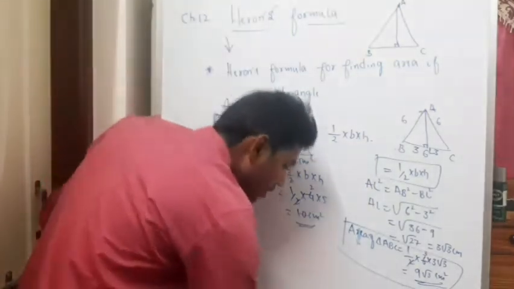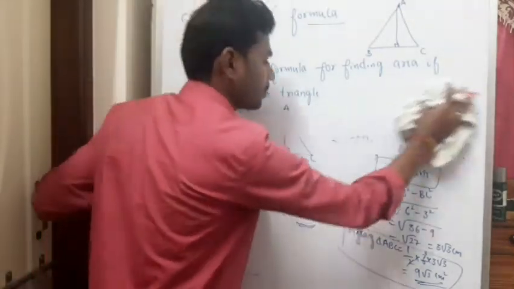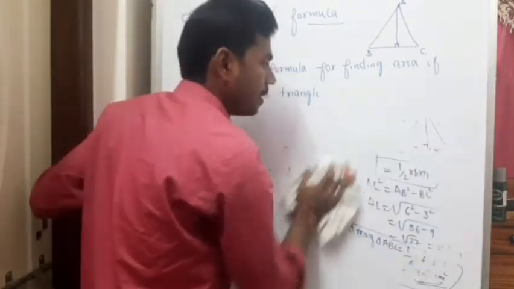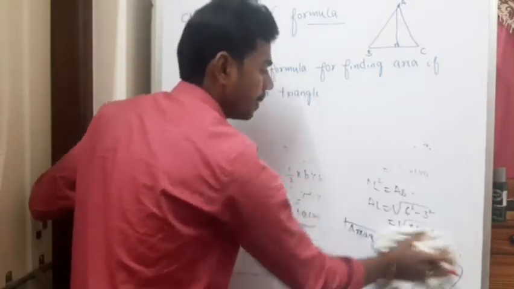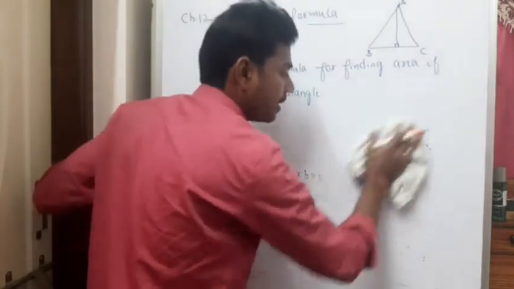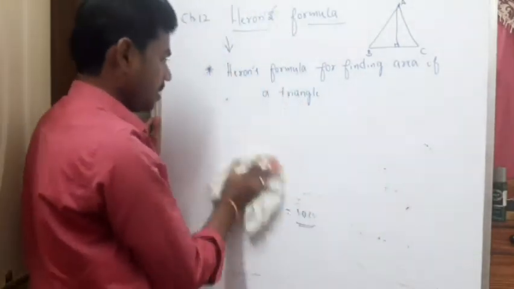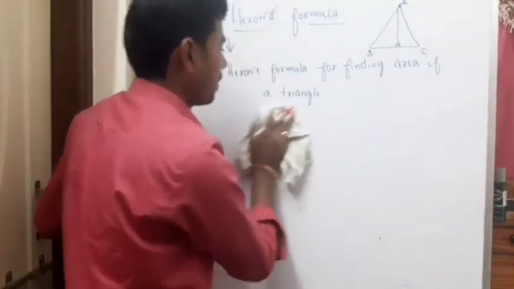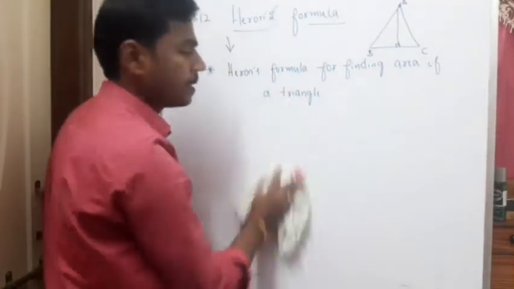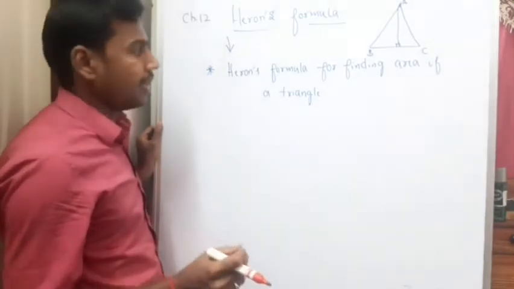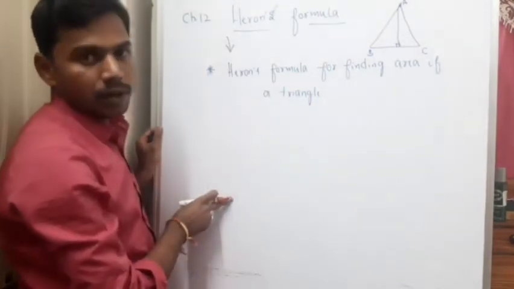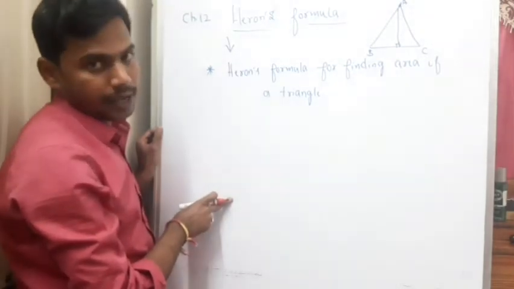So what does Heron's formula state? I think you have noted this down. This is not that important. I have given the basics to this Heron's formula. Now you got to know what is perimeter and what is area. In this particular chapter, Heron's formula, we are going to talk about finding the area of a triangle.